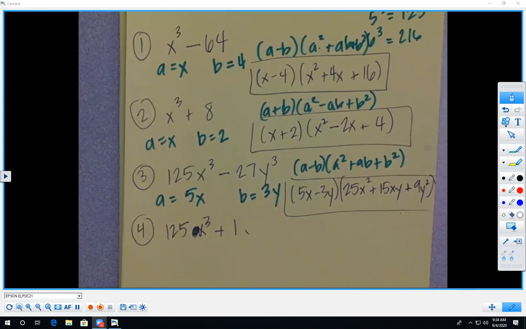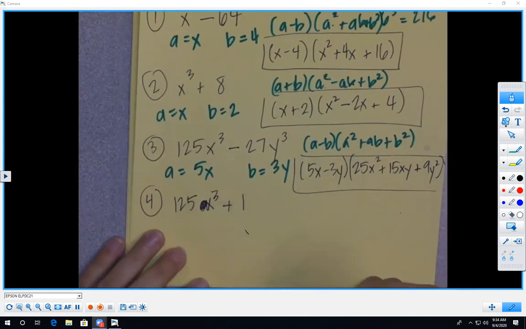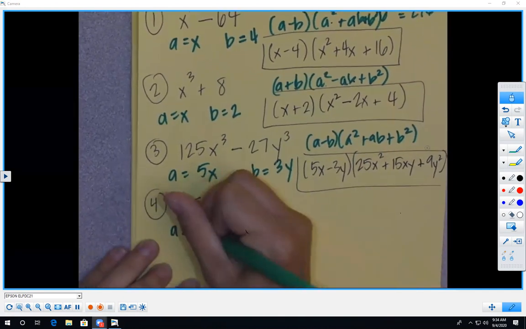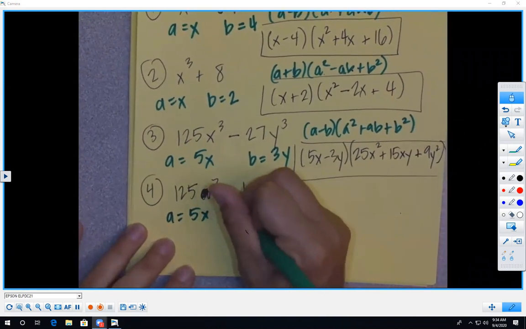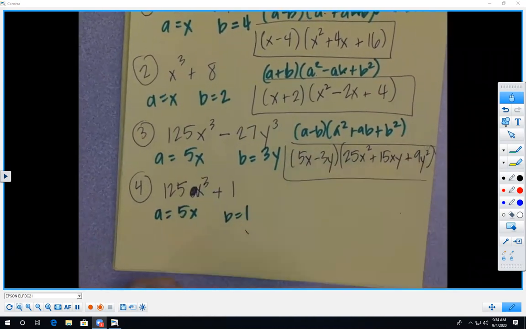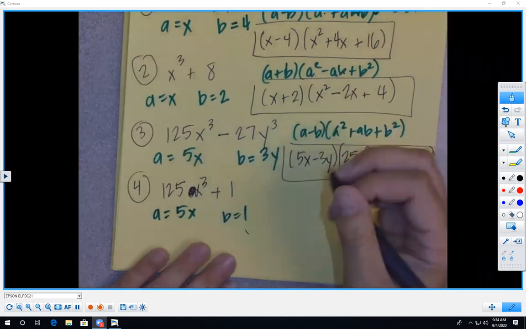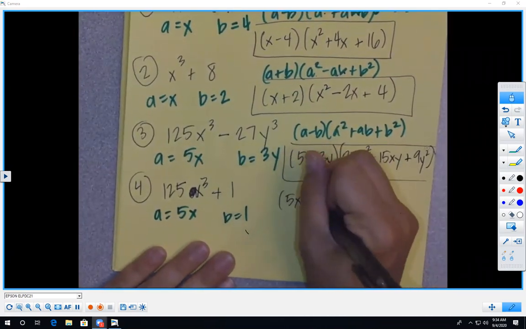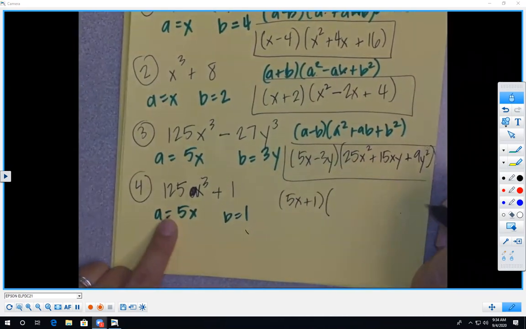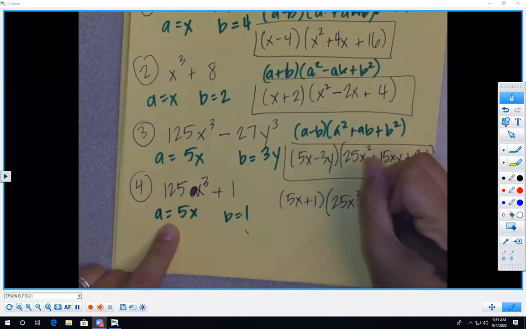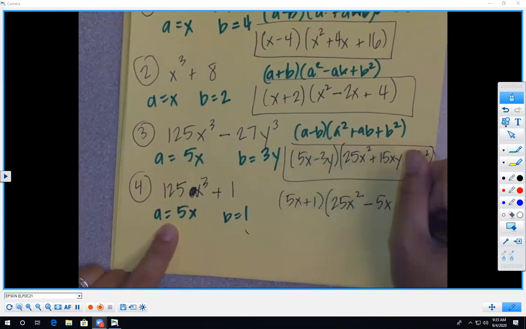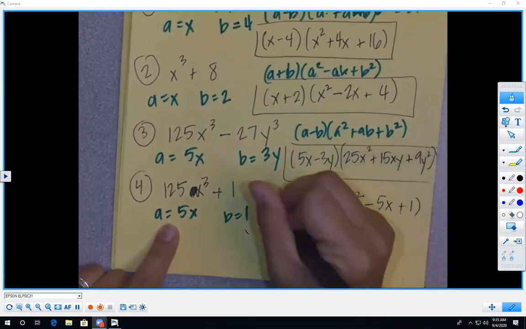Okay, so for this one, my a value is 5x. What's my b value here? 1. So when I put it in my formula, I get 5x plus 1. And then when I square a, it's going to be 25x squared, minus 5x, plus 1. And that's the answer.